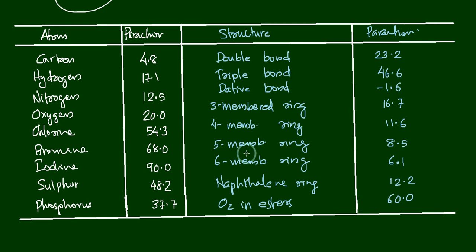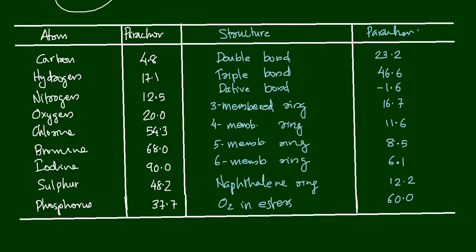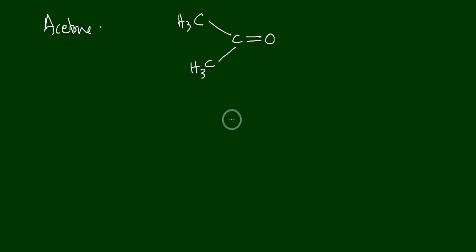So I have given many structural Parachors also in this table, and we can use this table to calculate the Parachor of organic molecules. For example, we will use this table to calculate the Parachor of a simple organic molecule, acetone. What's the structure of acetone? CH3, C, again CH3, and C is connected to oxygen through a double bond. So CH3COCH3, right? That's acetone. And now we can calculate the Parachor of this acetone molecule.